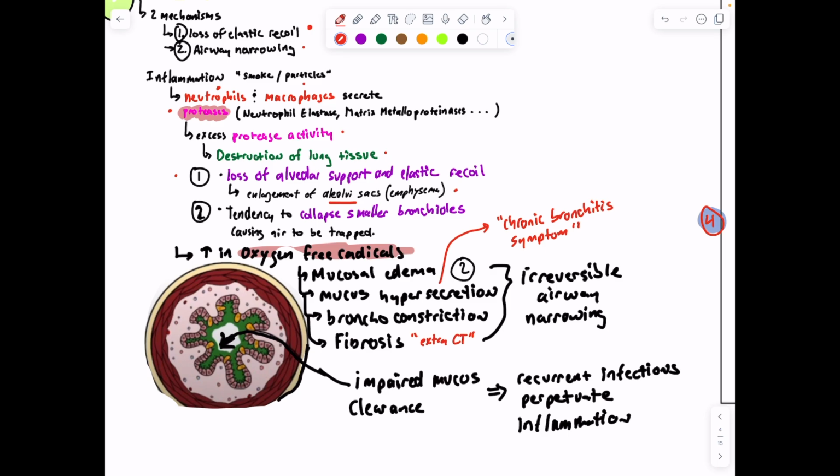And then with excess protease activity, you also have the tendency for smaller bronchioles to collapse, causing air to be trapped. You also have, as part of the inflammatory response, an increase in oxygen-free radicals. This will result in a couple of different things, one of them being mucosal edema, which is extra fluid in our mucosal layer, hypersecretion of mucus from our goblet cells, bronchoconstriction, and then fibrosis, extra connective tissue. The net result of the increase in oxygen-free radicals is irreversible airway narrowing.